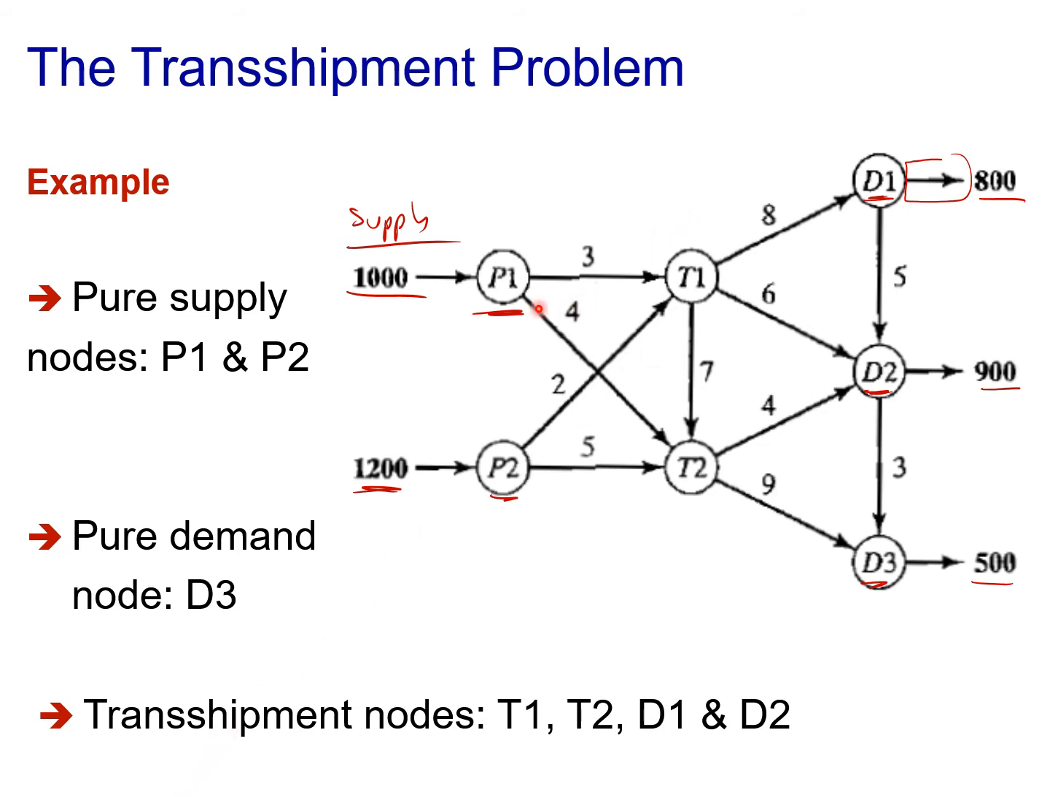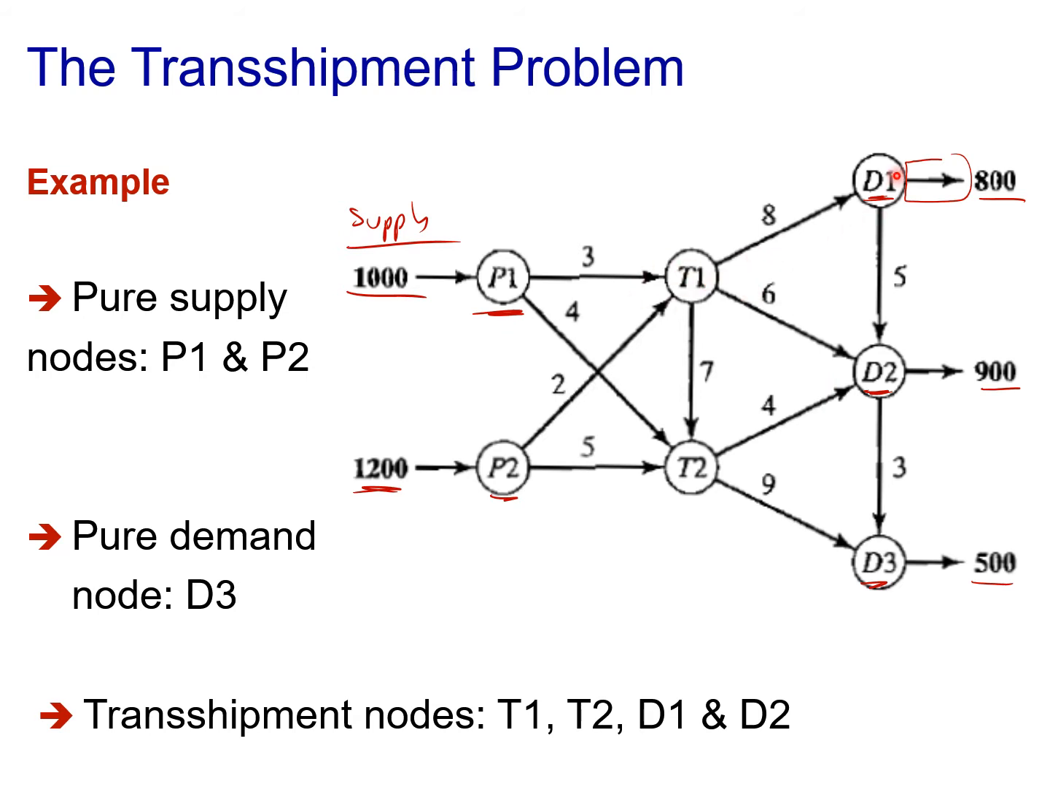Now, the directions of the arrows are important. As you can see here, we can ship from P1, which has a supply amount, which is a supplier. We can ship from P1 to T1 or T2. And look at T1. What is it? It's a transient node. It doesn't have any supply. It doesn't have any demand. It just transfers what it gets from the suppliers to the demand points.